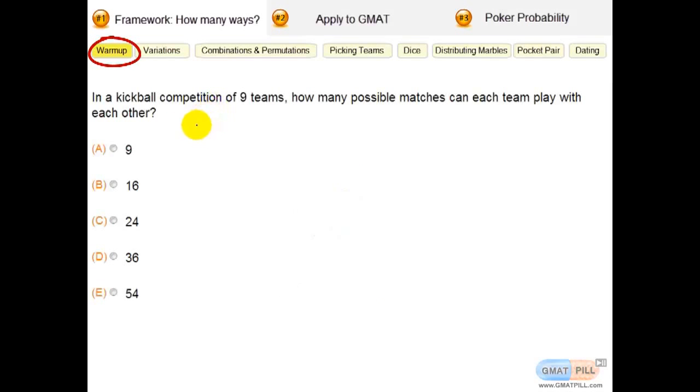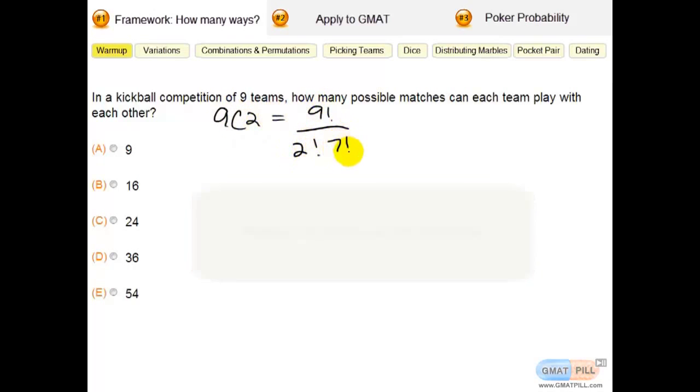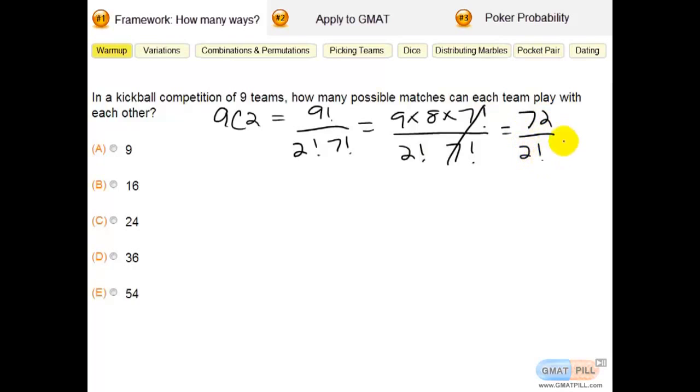Here's a warm-up question. In a kickball competition of 9 teams, how many possible matches? Alright, so a match is between 2 teams, so that's basically out of 9, you choose 2. So that's 9 on top, 2, and then the 7. Now this is basically 9 times 8 times 7, and then that cancels out the 7 on the bottom. There's still a 2 factorial here, and that's 72 over 2 factorial. That's 36. Answer choice D.